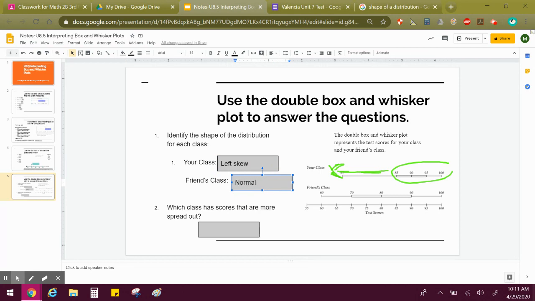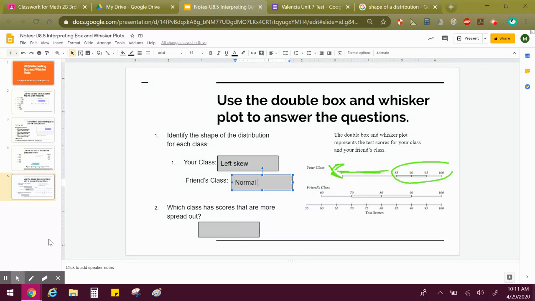And normal, not just like not weird. Normal is actually a statistical term. But that just means it's balanced. It's pretty centered. You don't have one tail that's longer than another, one whisker longer than another. It's balanced. Okay, and then the last question is, what scores were more spread out?